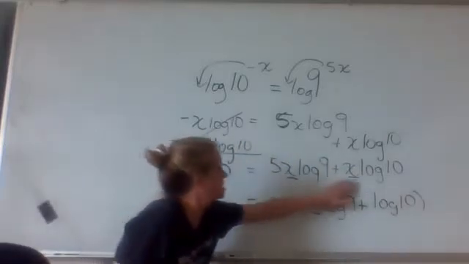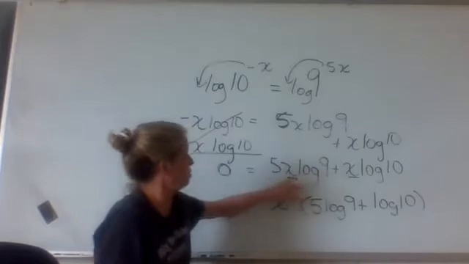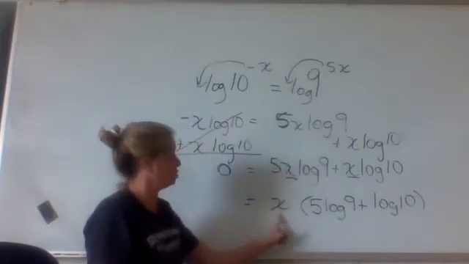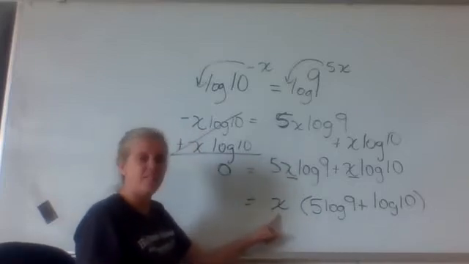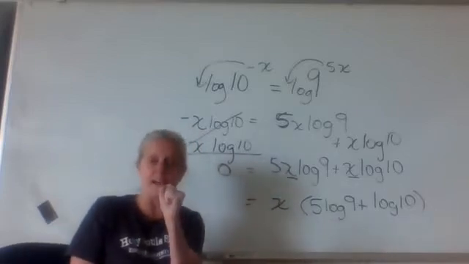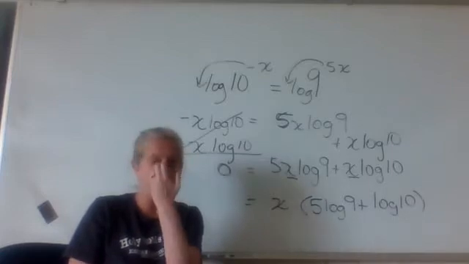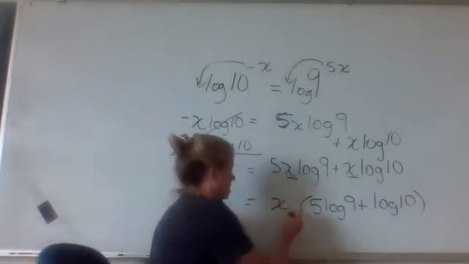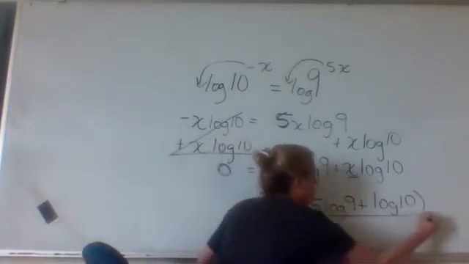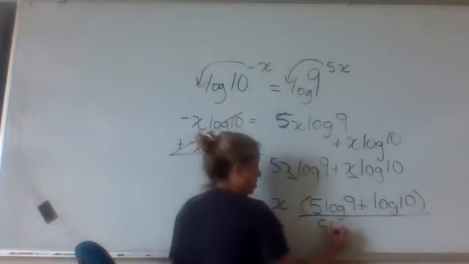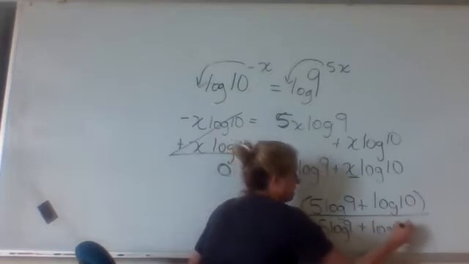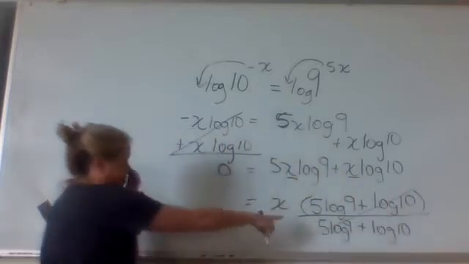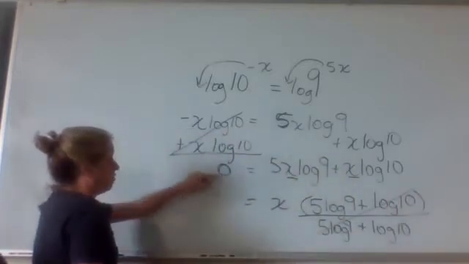So again, putting the x's on the same side made those the greatest common factor, which means I could pull it out and put in parentheses what's left. That makes you have just one x now. You can isolate it. How do I get this x by itself? Well, I just divide by all this mess, 5 log 9 plus log 10, to cancel all that. If I do it over here, I've got to do it over here.